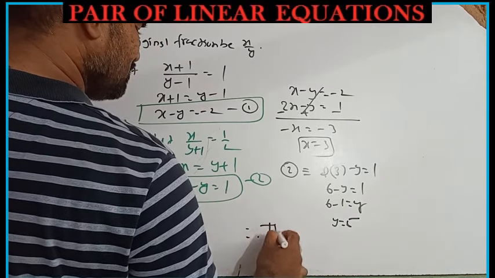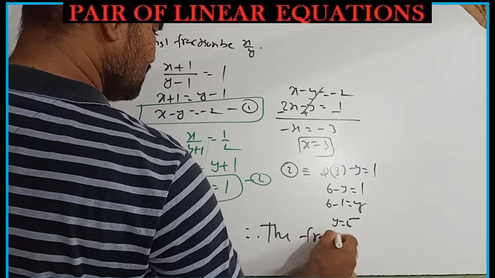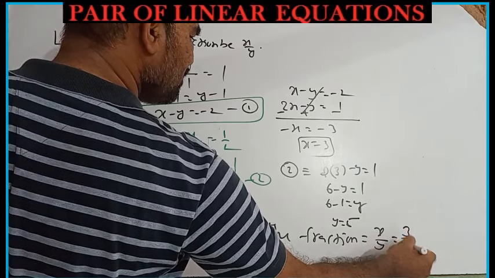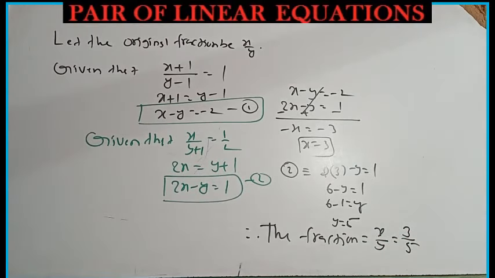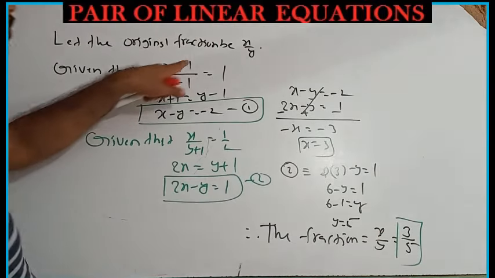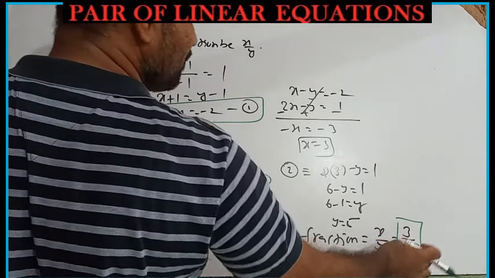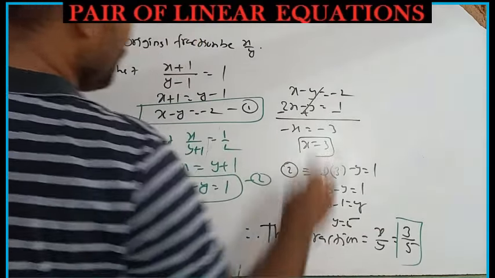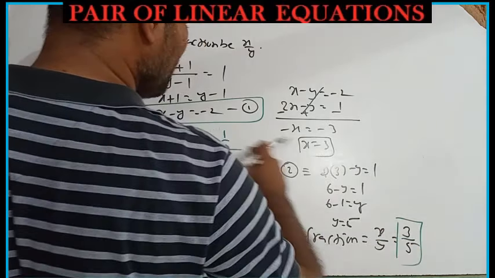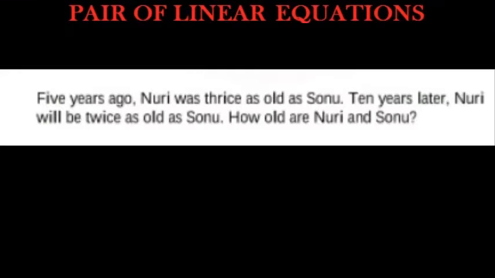Therefore, the fraction equals x by y, means we got 3 by y, so 3 by 5 is the original fraction. You can check your answer. Okay, check. Add 1 to the numerator and subtract 1 from the denominator: 3 plus 1 by 5 minus 1 is 4 by 4, which is 1. Denominator is added by 1, so 5 plus 1 is 6, 3 by 6 is 1 by 2, satisfied. So the required fraction is 3 by 5. This is the first problem.